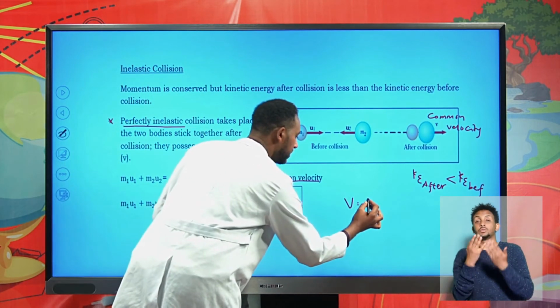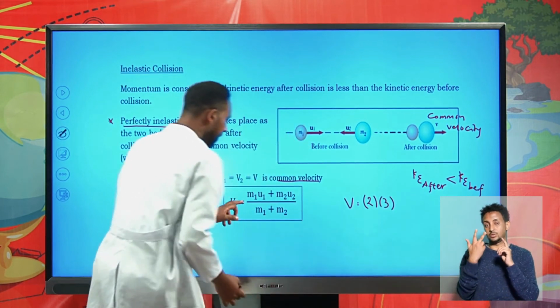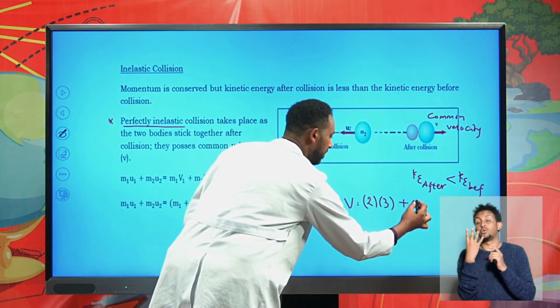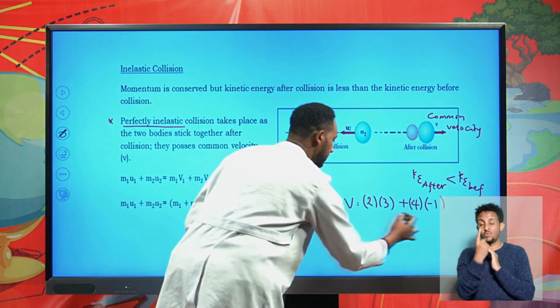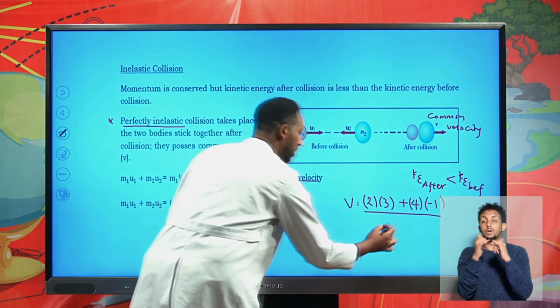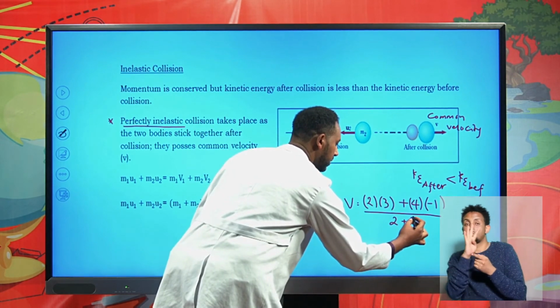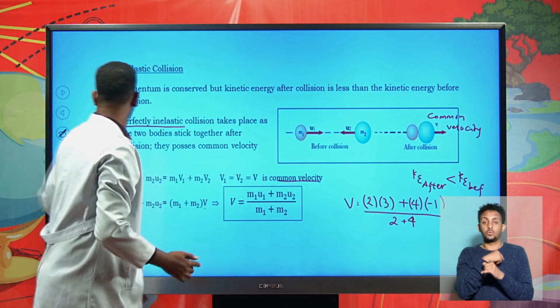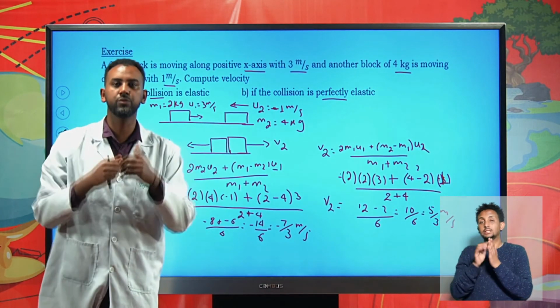So m1 is 2 kilogram, and it's moving with a velocity of 3. m2 is 4 kilogram, but it's moving with -1. The final velocity is over m1, 2 kilogram, plus m2, 4 kilogram. Now look, after collision, those two particles stick together and move in one direction.